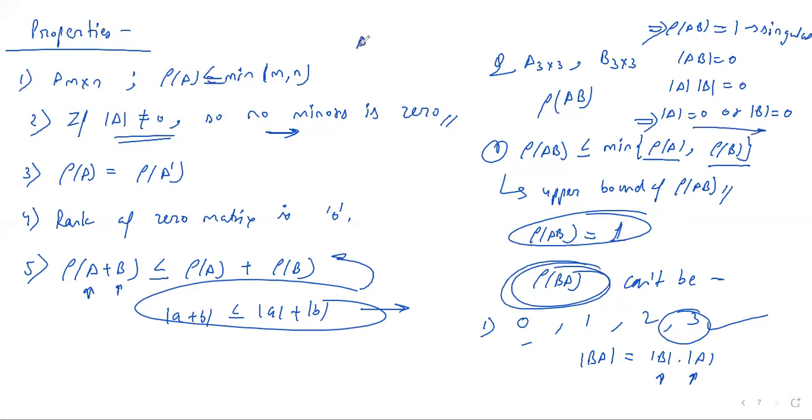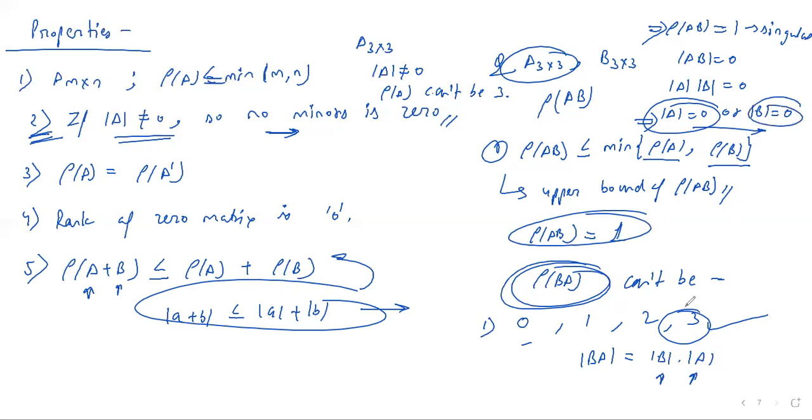So if we have a 3 cross 3 matrix A, and its determinant is equal to 0, then the rank of this matrix can't be 3, because here there exist minors which have the value 0. By this property, we have seen that if the determinant of A is not equal to 0, then there are no minors which have value 0. So since the determinant of A is equal to 0 and A is 3 cross 3, we can't have the rank of matrix A and B as 3. Okay.